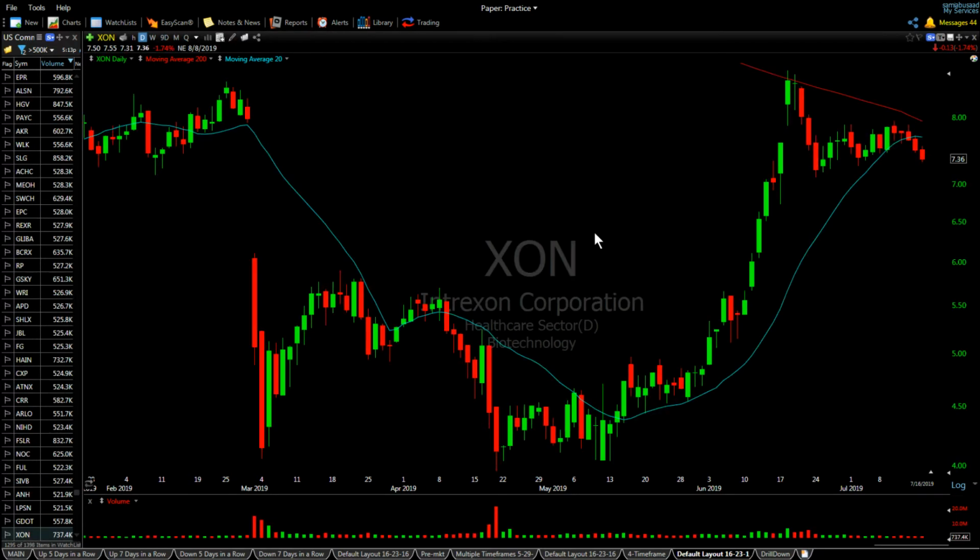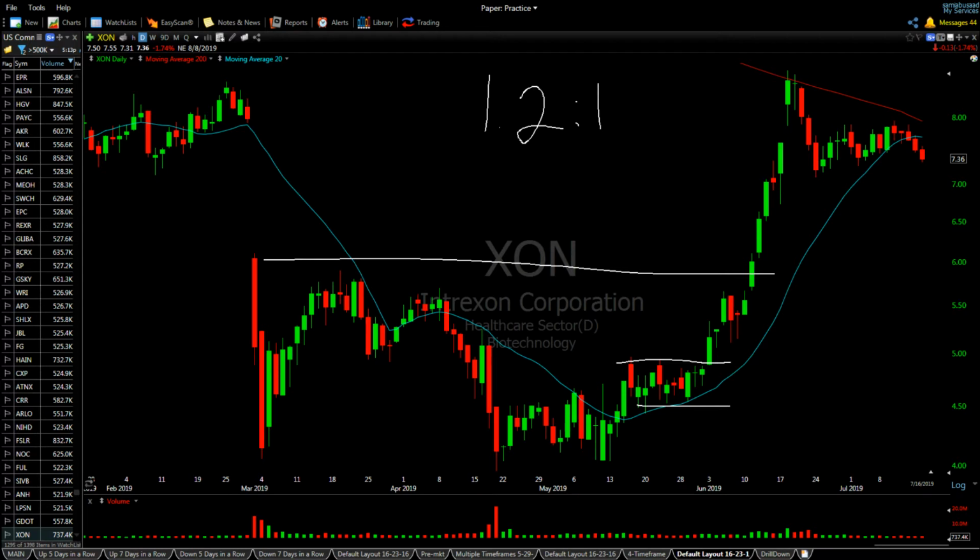I passed on the XON. What a mistake. I passed on it because the reward to risk was 1.2 to 1. Entry was right here, stop was right here. And target was at $6, I think. So at the most, I was expecting $6. At any rate, it was 1.2 to 1, in total. And I didn't do it. But look, 1.2 to 1. That's not good enough. But look what it did. So if I had done it, I would have actually gotten lucky, because it just kept on going.